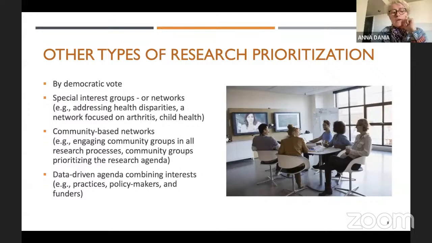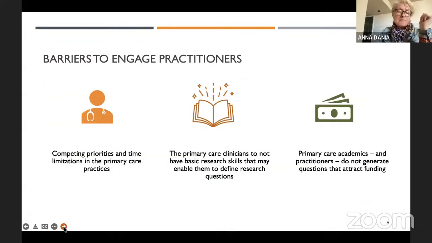Then we have another category, which is entirely, let's say, top-down directed, the data-driven agenda. A typical data-driven agenda is made, for example, when we have big studies of comparative effectiveness research, where the practices, the policymakers, and the funders agree that this research is very necessary. But this is a very advanced, let's say, step for a PBRN.